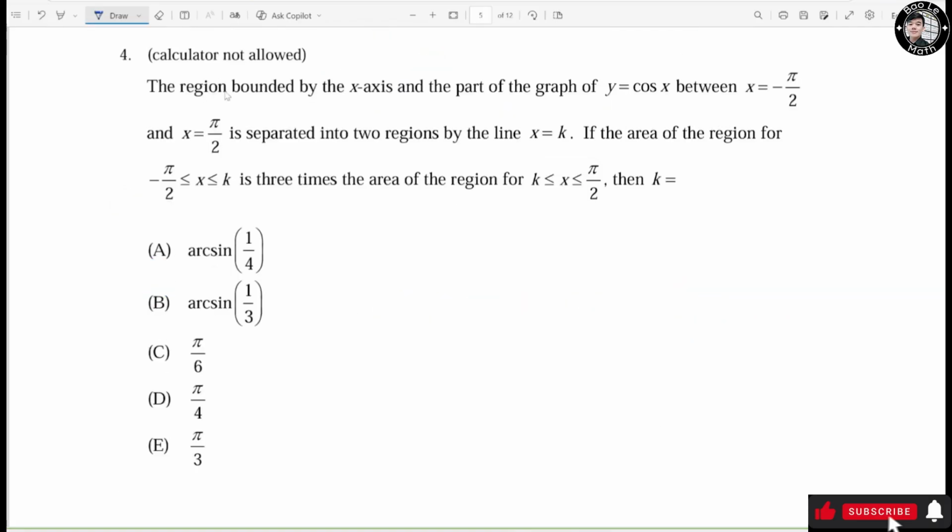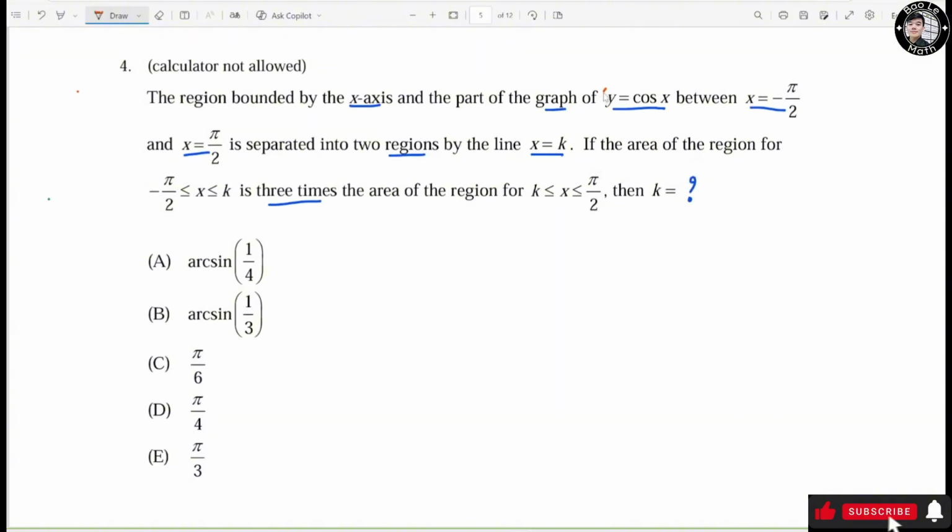Question 4. The region bounded by the x-axis and the part of the graph of y equals cosine x between x equals negative pi over 2 and x equals pi over 2 is separated into two regions by the line x equals k. If the area of the region for negative pi over 2 less than or equal to x less than or equal to k is 3 times the area of the region for k less than or equal to x less than or equal to pi over 2, then k equals how much?